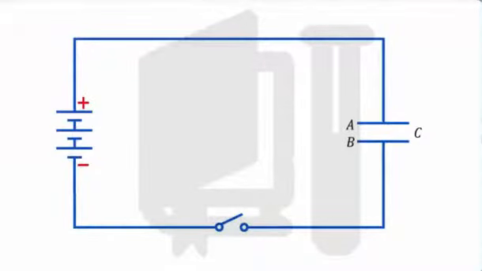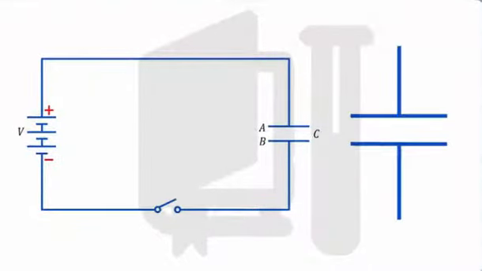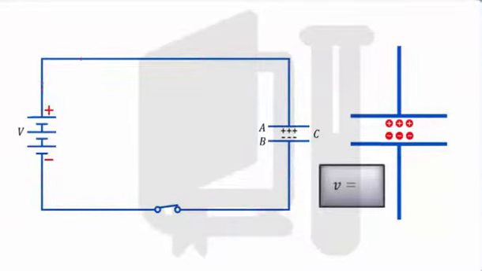Let us understand what happens when a capacitor of capacitance C is connected to a DC voltage source of potential difference V. When the key is closed, the capacitor gradually builds up charge as current passes through it. If the charge on it at this instant is Q, then the potential difference across its plates in the steady state is V is equal to Q by C.